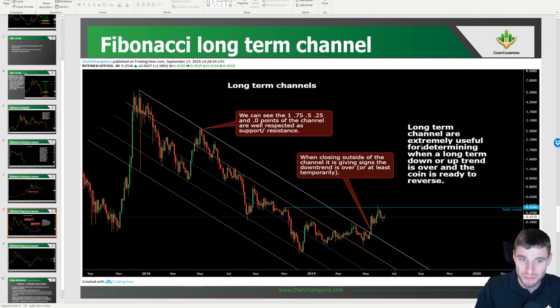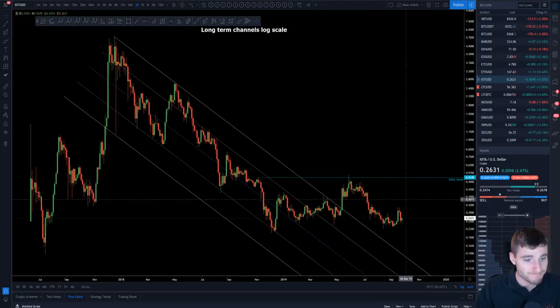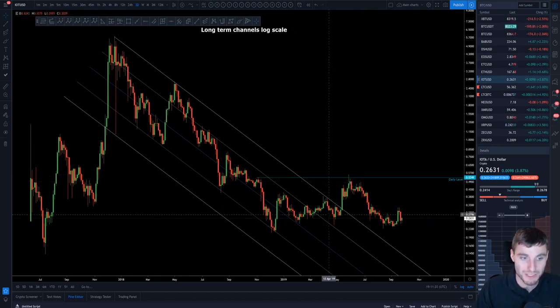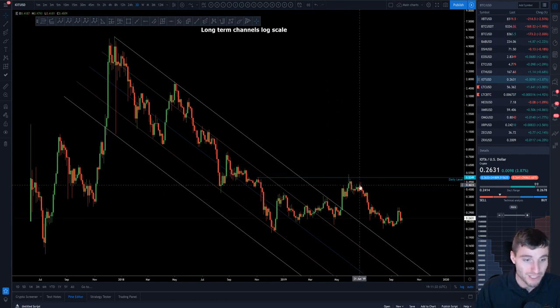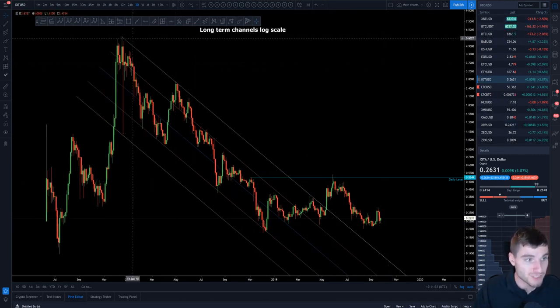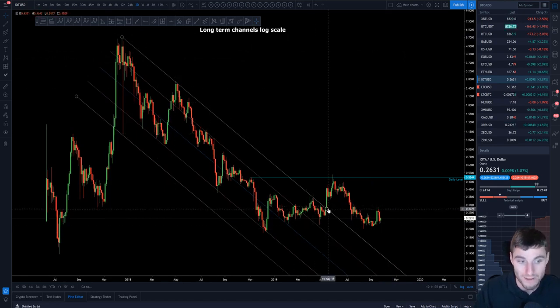Long-term channels are extremely useful for determining when a long-term downtrend or uptrend is over and the coin is ready to reverse. When we look at this, in the end we hit the daily and it's come all the way back down. So this is one where we broke out, hit resistance, and the downtrend kind of continued in the end. But this is obviously good for determining when you're breaking out.